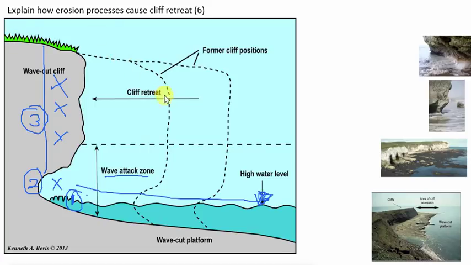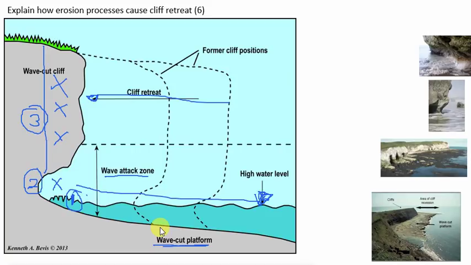These lines show the former position of the cliff where it was previously. So we could carry on going, because remember the cliff is going backwards. It's retreating landwards. What are you left with? Well, you're left with a wave cut platform behind, about 4 degrees, gently sloped.